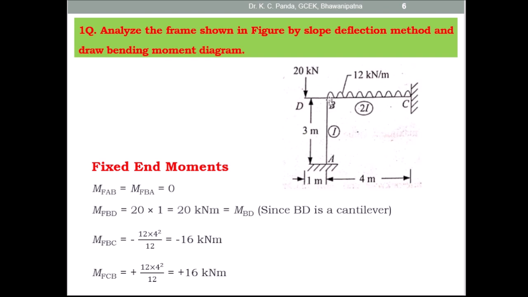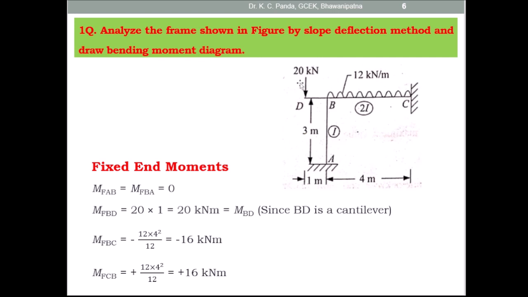Then on the horizontal member BC, MFBC is equal to minus 12 into 4 square by 12, that is equal to minus 16 kilonewton meter. And MFCB is equal to plus 12 into 4 square by 12, that is plus 16 kilonewton meter.